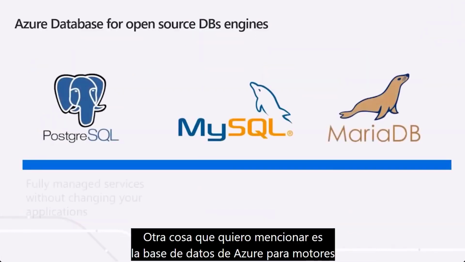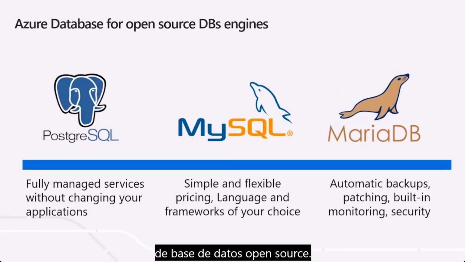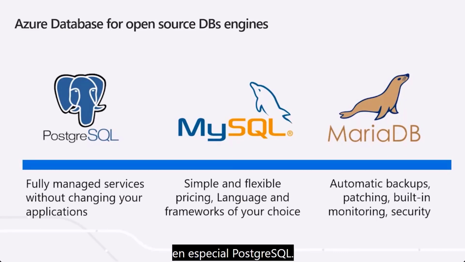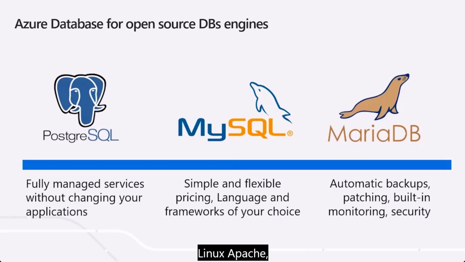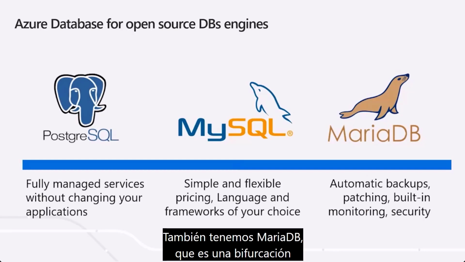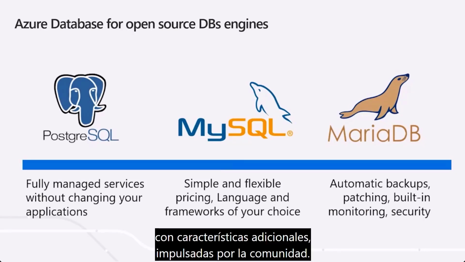Now, another thing I want to mention is the Azure database for open source database engines. Those open source database engines are very, very popular, especially PostgreSQL. But think about MySQL. This is the M in the LAMP stack, okay, the Linux, Apache, MySQL, PHP. So this is a very, very popular solution. We also have MariaDB, which is a community fork of MySQL with additional features and community driven.